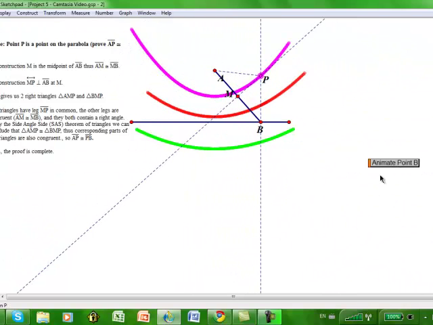So now that we have this construction, there's a lot of things we can do with it, and I hope that you have fun playing with this construction and exploring more about parabolas.